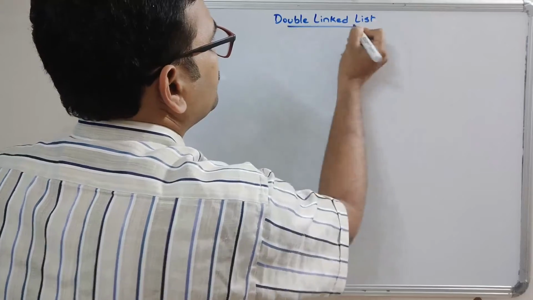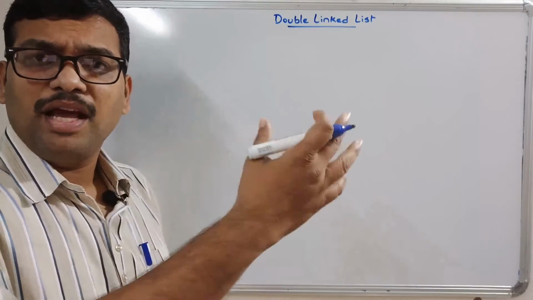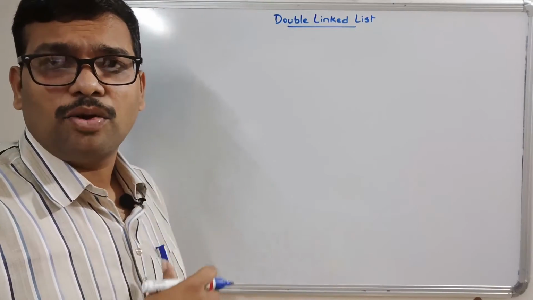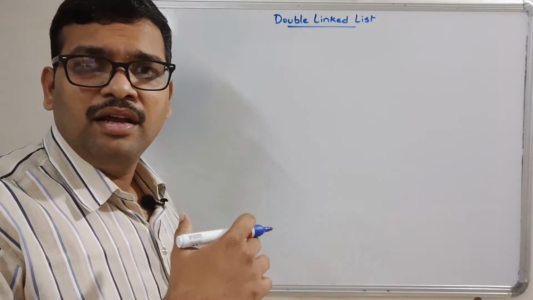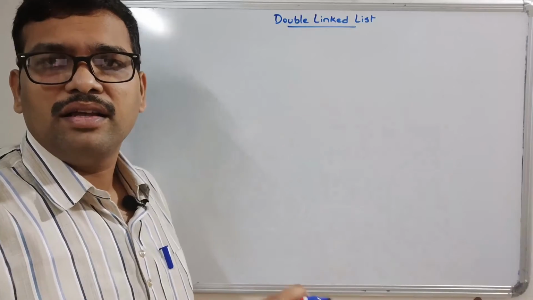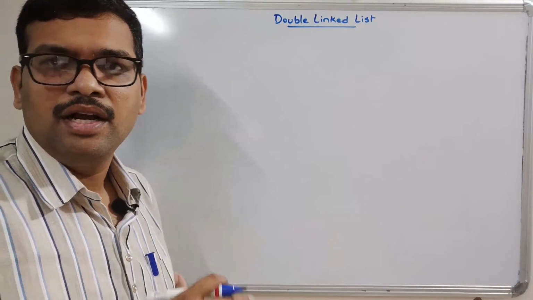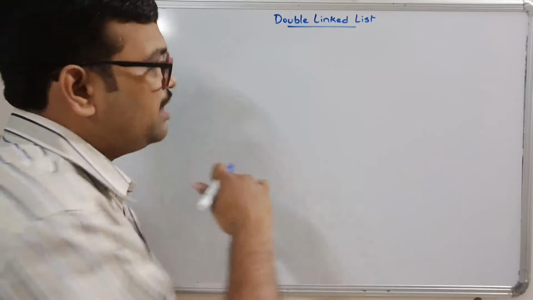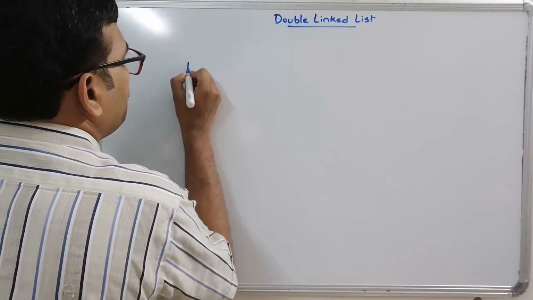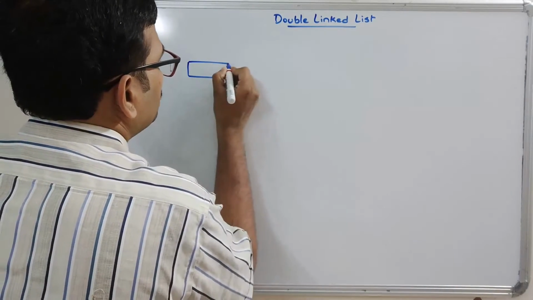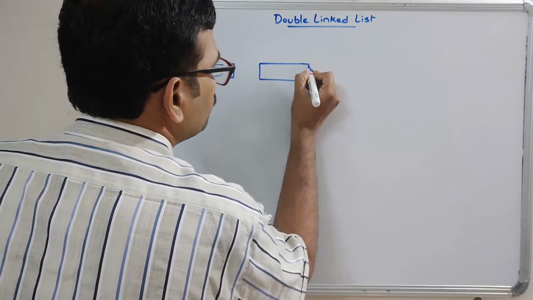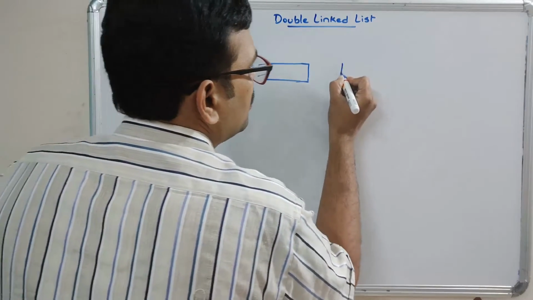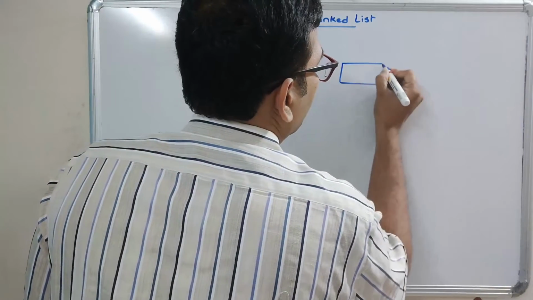Doubly linked list. Right, so first let us consider some elements, then we'll apply the insertion operation. So how can we insert an element or a node at the beginning, at the end, or at a specific position? First let us take 4 nodes and then we'll see. The name itself indicates every node will have 2 references, one to the previous node and another to the next node.